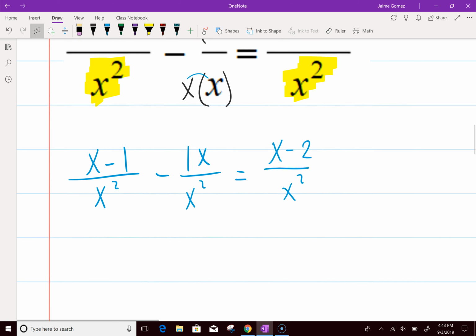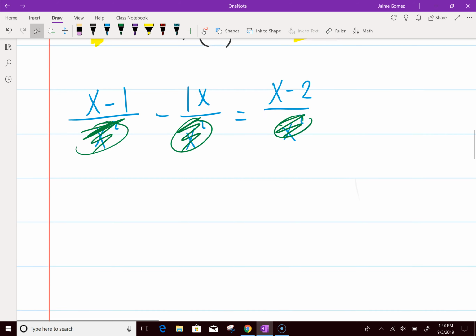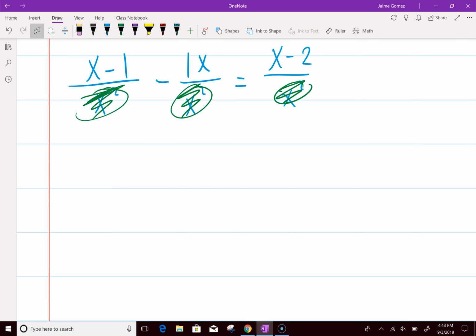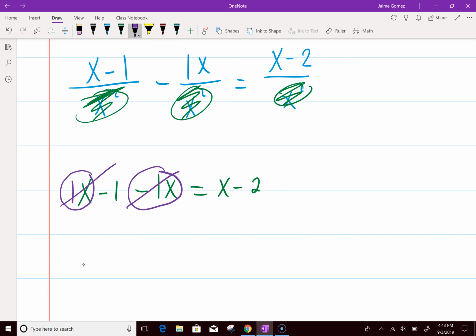When all the bottoms are the same, you can cross them out. Which means that we have written down x minus 1 minus 1x is equal to x minus 2. Combine your like terms. This is a 1x. 1x minus 1x is 0x, so they cancel, they went away. So I have negative 1 is equal to x minus 2.